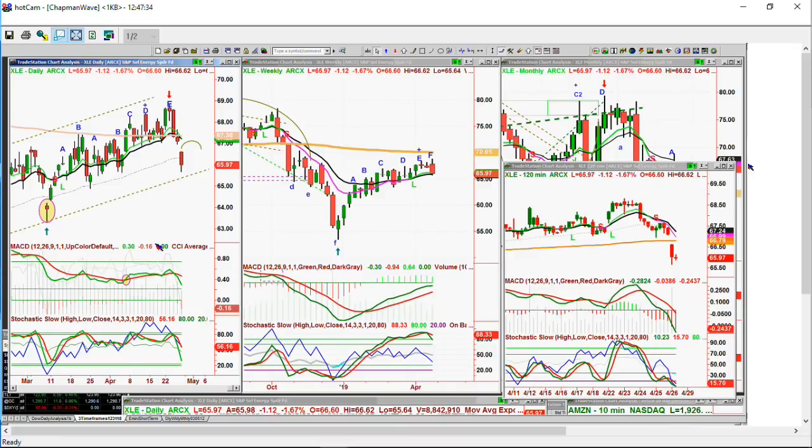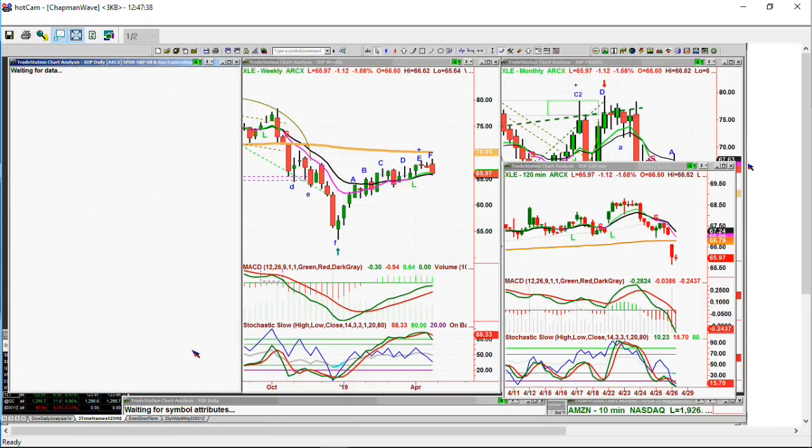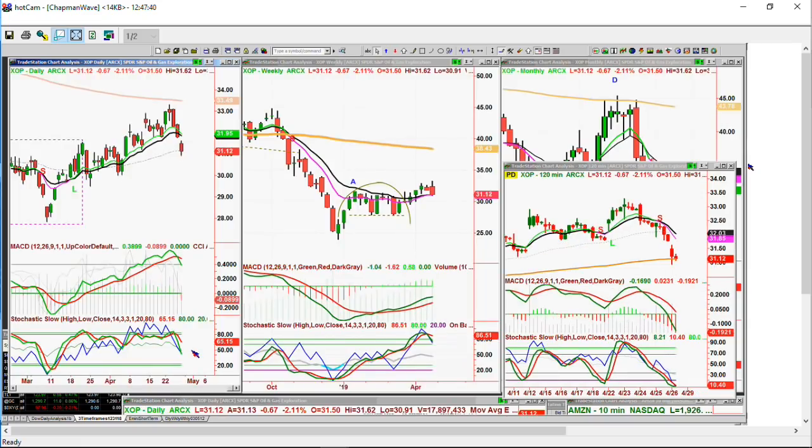So, Al, congratulations. XOP is the oil. There we go. XOP is a SPDR S&P oil and gas exploration ETF. I never finished doing this. This went A, B, and a little mini A, B. Oh, it does the same thing. And then it went C, D, and it went to an E under the 200-period moving average. It couldn't. It treated it as a repellent zone rather than a magnet. So 31.11 right now.